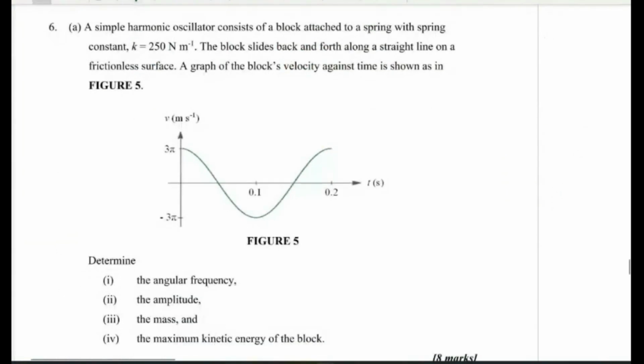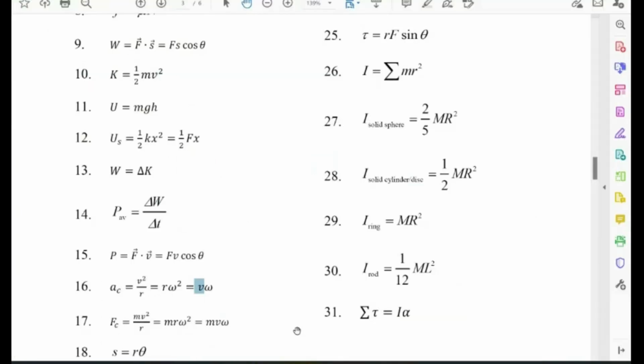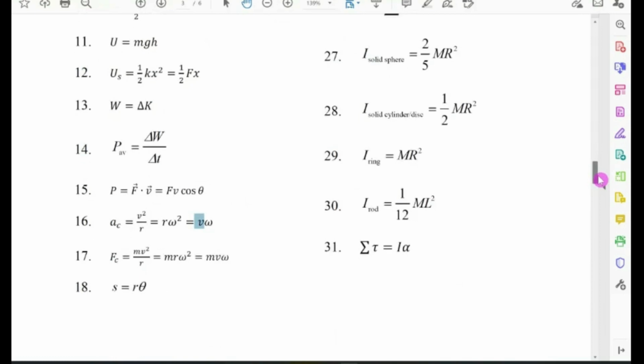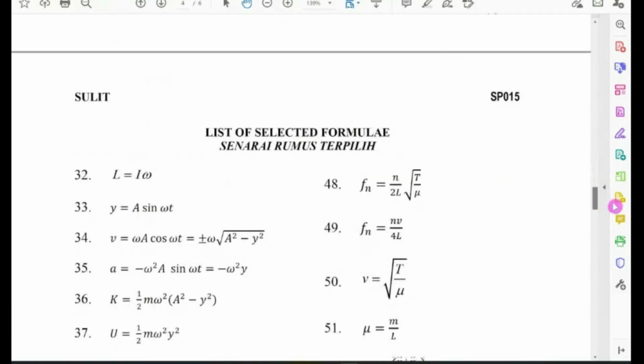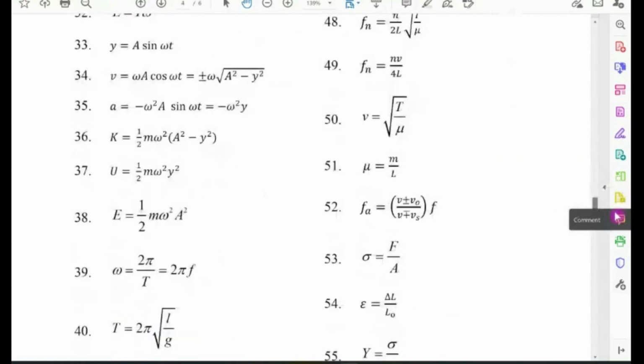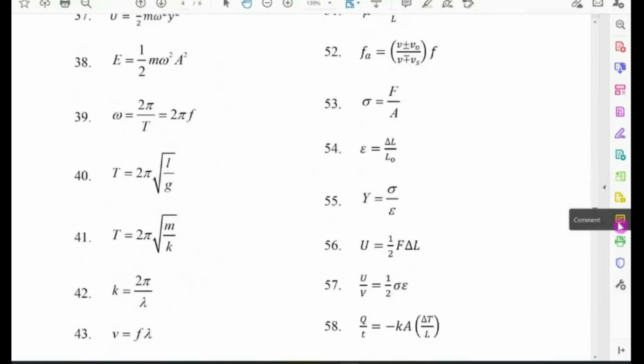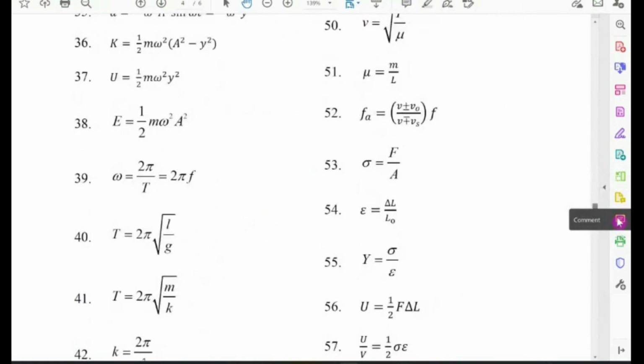Okay, chapter 7. 23 marks. A simple harmonic oscillator consists of a block attached to a spring with spring constant K. So when you look at this equation, look at our list of equations, K is equal to m omega squared. That must be memorised. It is not given in here. K is equal to m omega squared.